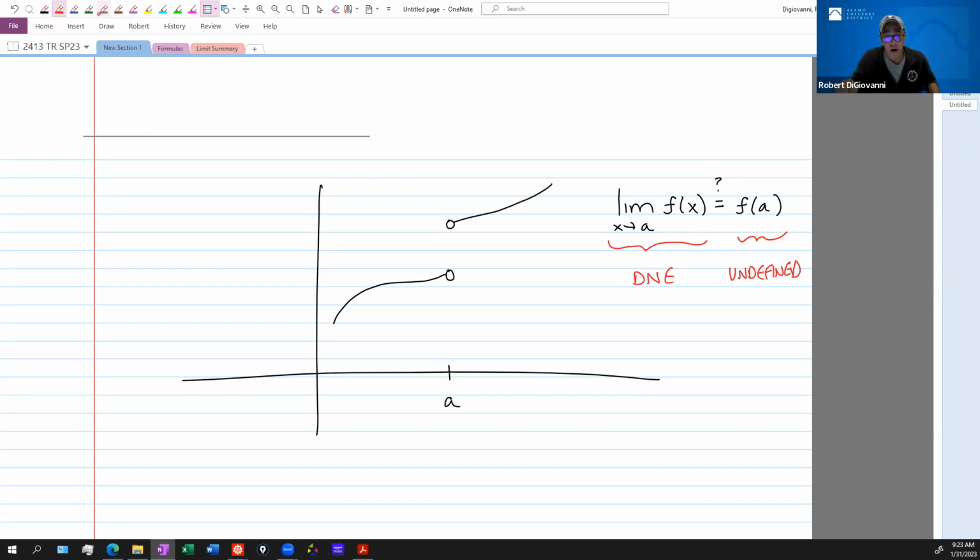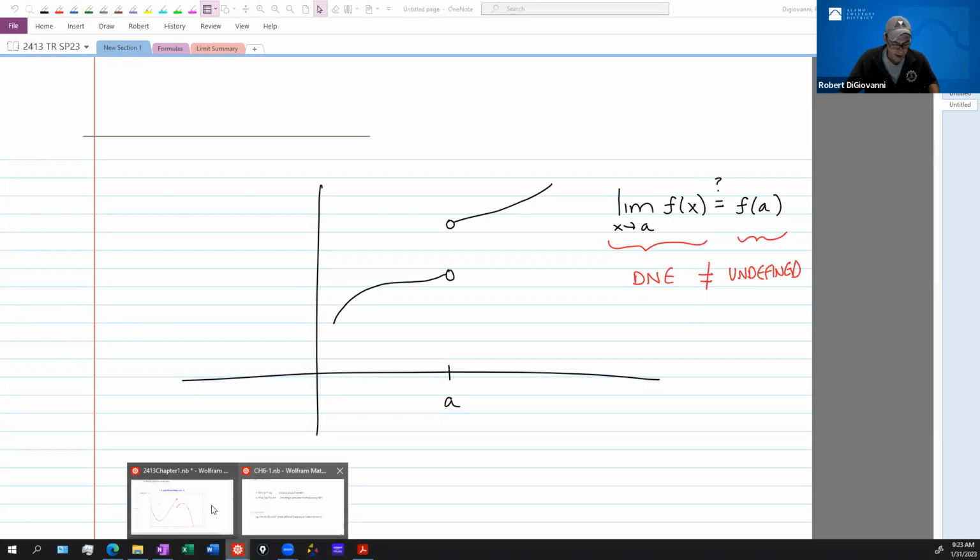This is exactly why. Because if you thought undefined and does not exist were the same idea, then you would maybe think that these are equal. But they aren't. To say that a limit does not exist is not the same as saying that a function at a point is undefined. So these aren't equal. Therefore, this would be discontinuous at A. All right, let's get back to the notes.